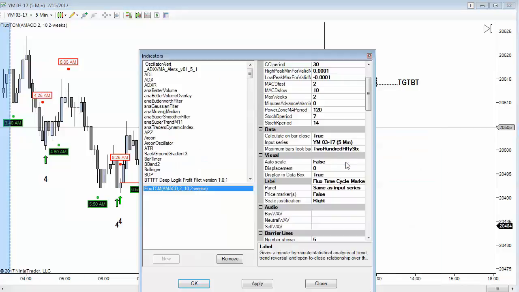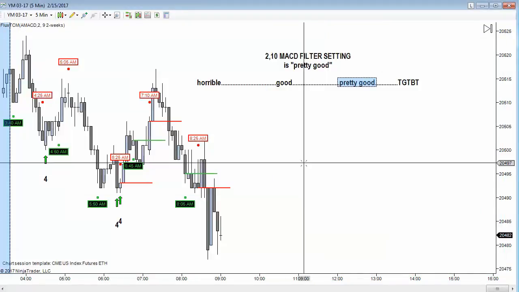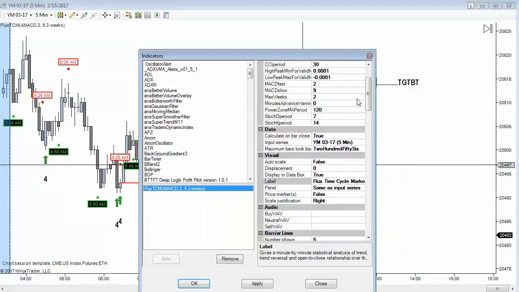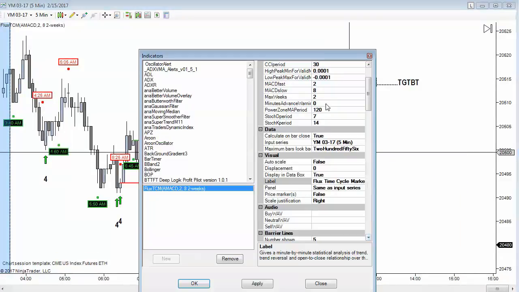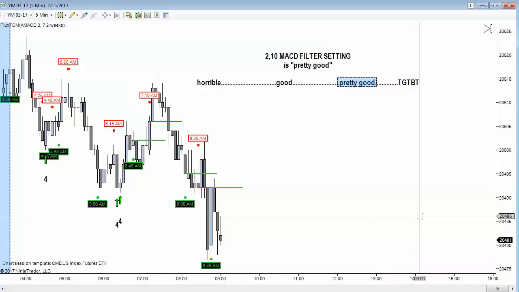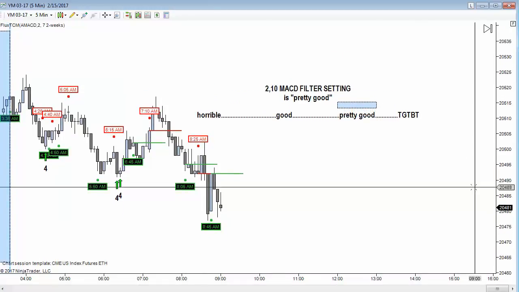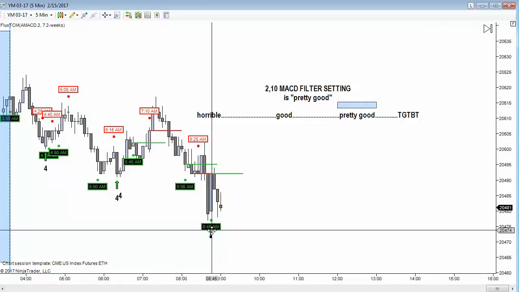If you wanted to fine-tune things even more, you could start to mess with this number. You could go from a 2-10 to a 2-9 and watch and see what the subtle shifts are. Go from a 2-9 to a 2-8 and see what, if any, the subtle shifts are. 2-8 to a 2-7. Does it help me or hurt me? And in this case, you see I actually picked up the low right here at 8:45.